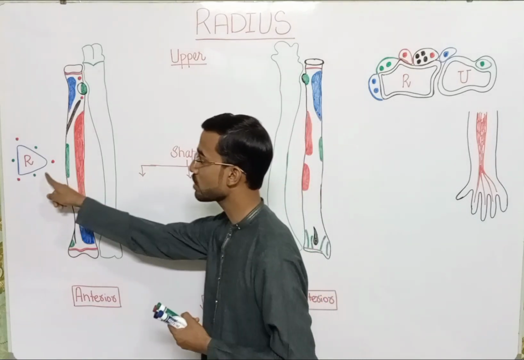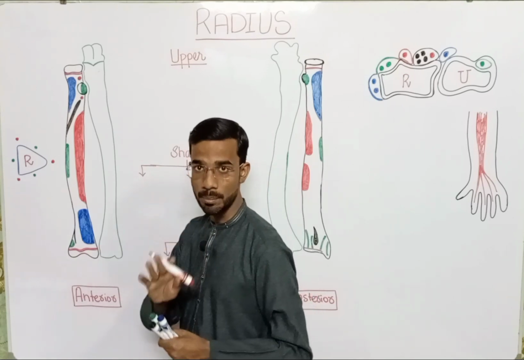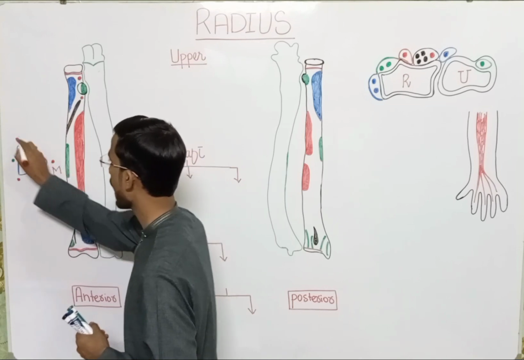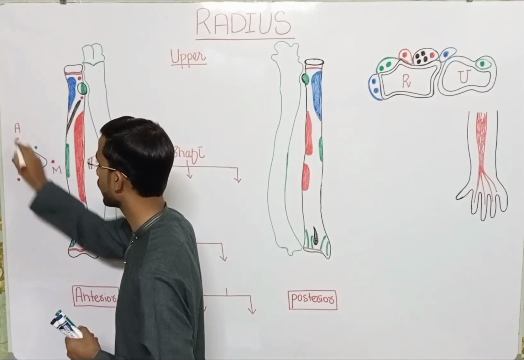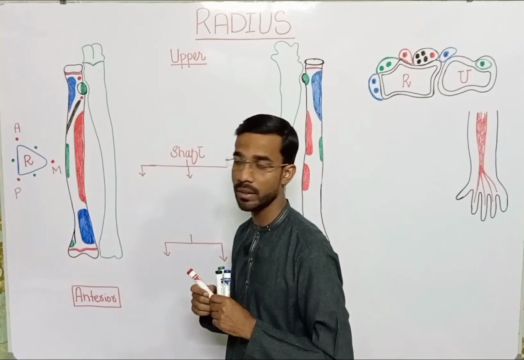If we see the transverse section of the radius, then here you will see the three borders. Here you can see this is the medial border, this is the anterior border, and this is the posterior border. Basically these are the three borders of the radius.